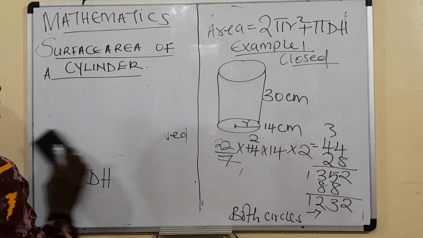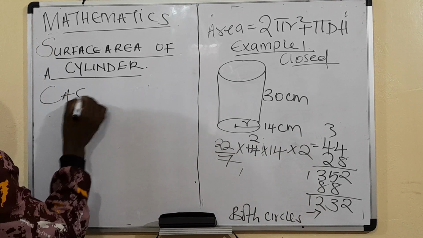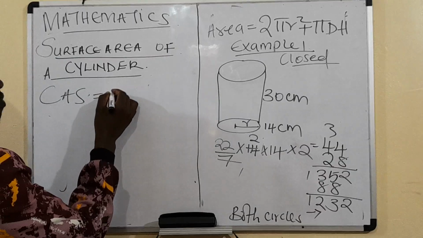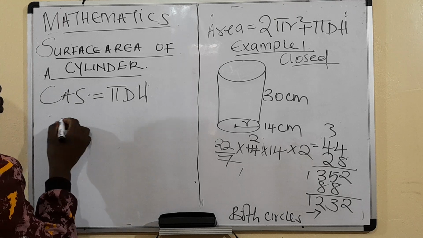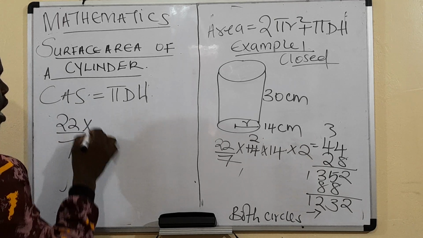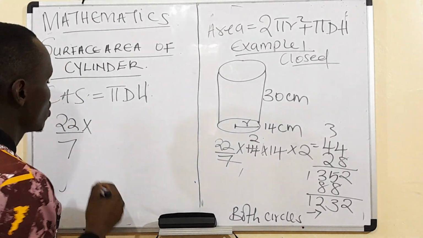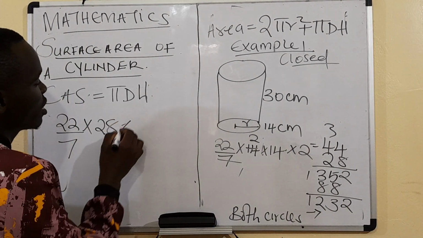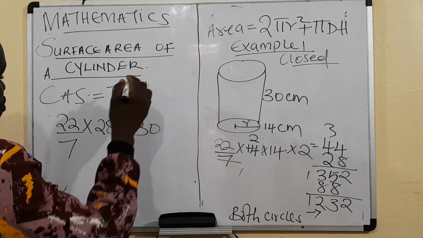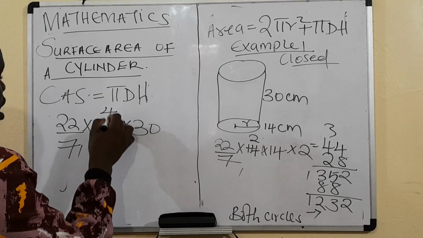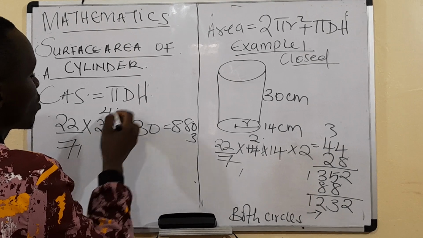Then from there, we must get the curved surface area. The curved surface area we agreed is given by pi dh. So we are going to have pi, then our diameter. If the radius is 14, the diameter is twice the radius, so we are going to multiply by 28 multiplied by 30, which takes the position of the height. So in this case, we have 88 multiplied by 22 times 4 times 30.